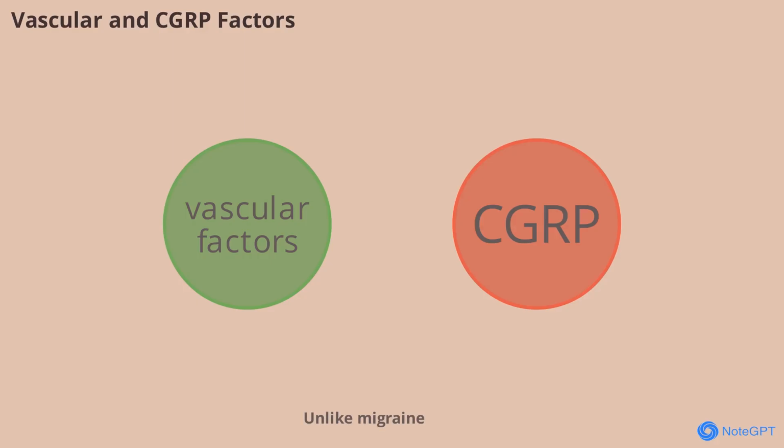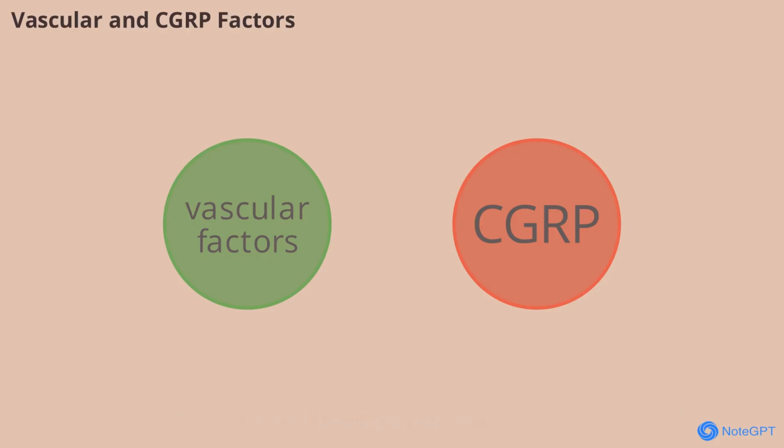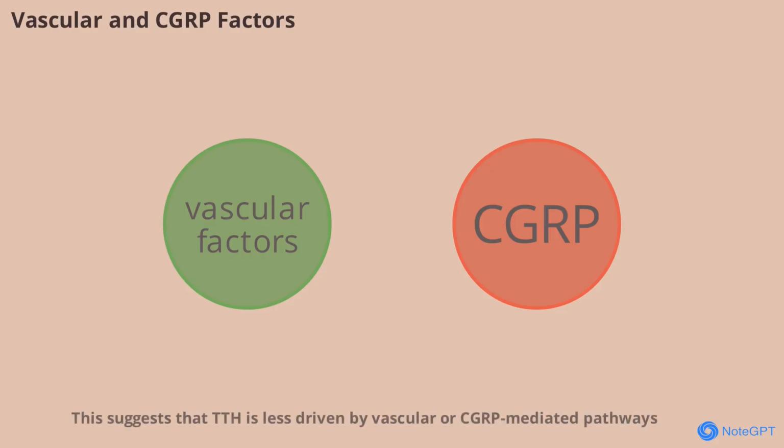Unlike migraine, vascular mechanisms and the neuropeptide CGRP play a less prominent role in TTH. Studies on blood flow and cranial hemodynamics in TTH have yielded inconsistent results, and CGRP levels are generally not elevated except in patients with migrainous features. It suggests that TTH is less driven by vascular or CGRP-mediated pathways, distinguishing it from other primary headache disorders. Understanding these differences is important for guiding treatment choices and avoiding unnecessary therapies targeting vascular or CGRP pathways in typical TTH cases.